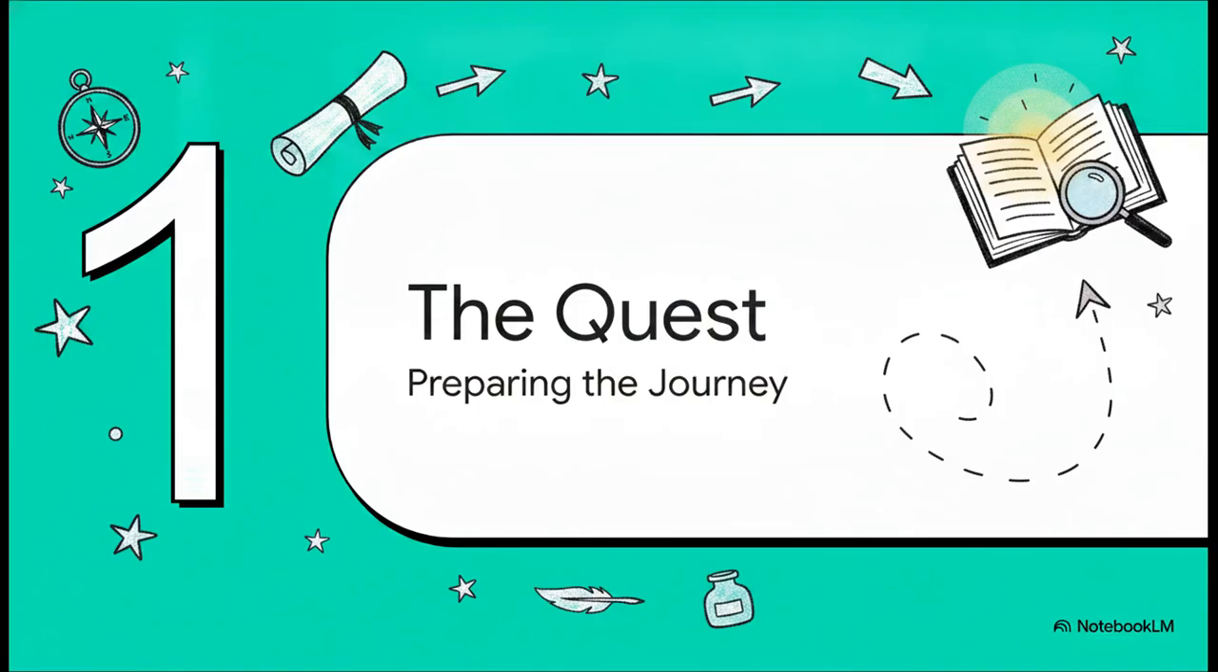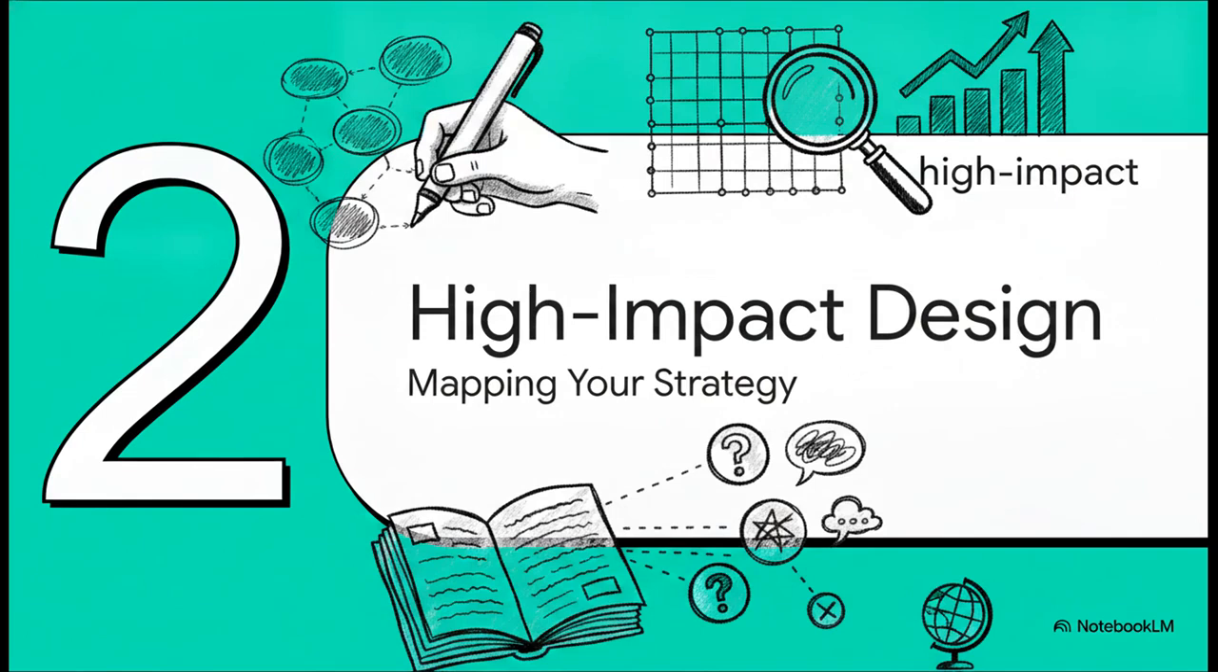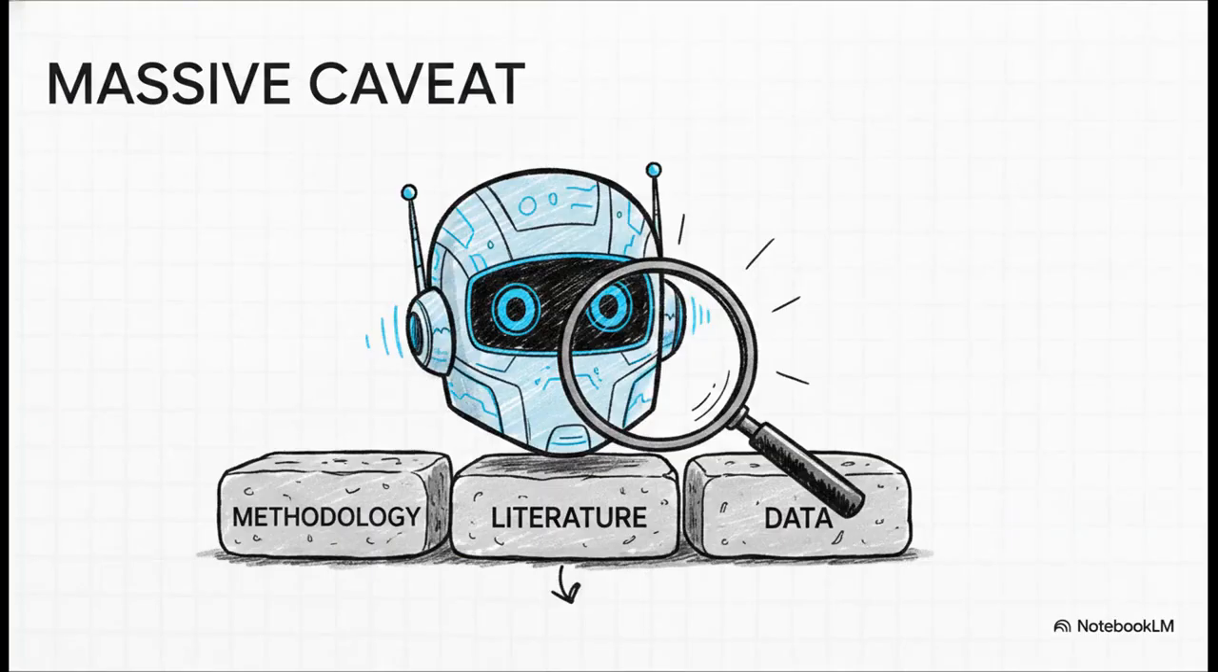Kicking things off with Section 1, the quest for publication, preparing for the journey. Moving right along to Section 2, this is Technique 1, high-impact design, mapping your strategy. Now, applying this first technique actually happens entirely in the pre-writing phase. You can't just write about whatever comes to mind. You have to map your strategy to what the academic community is debating right this second.